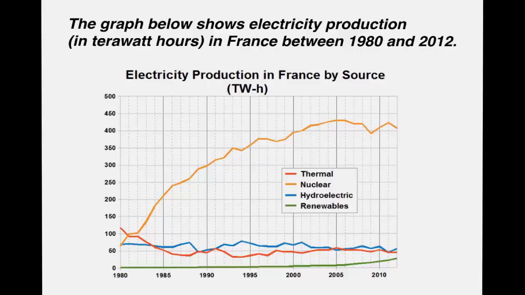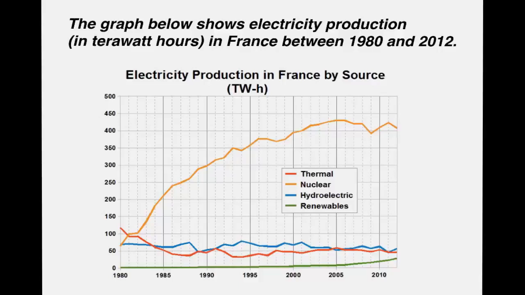You don't need to understand what that means. Just use terawatt hours as your units in your report. You can see on the graph, on the y-axis on the left, those units 0 to 500, those are the terawatt hours. So if we're talking about 500, we'll say 500 terawatt hours of electricity. At the bottom on the x-axis you can see the years 1980 to 2012, and in the box in the middle of the graph we can see the sources of electricity: thermal, nuclear, hydroelectric and renewables.